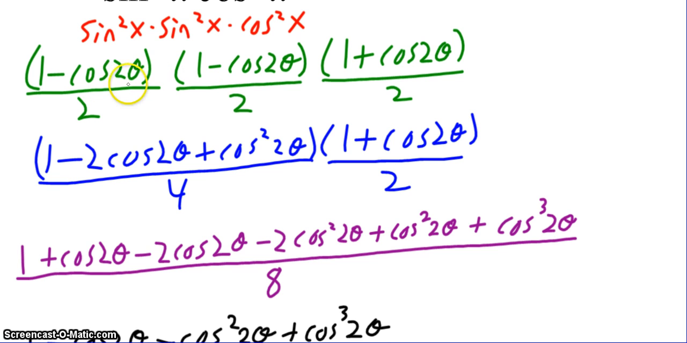Multiply these two together. So 1 minus cosine 2 theta times 1 minus cosine 2 theta is 1 minus 2 cosine 2 theta plus cosine squared 2 theta over 4, and I still have 1 plus cosine 2 theta over 2.